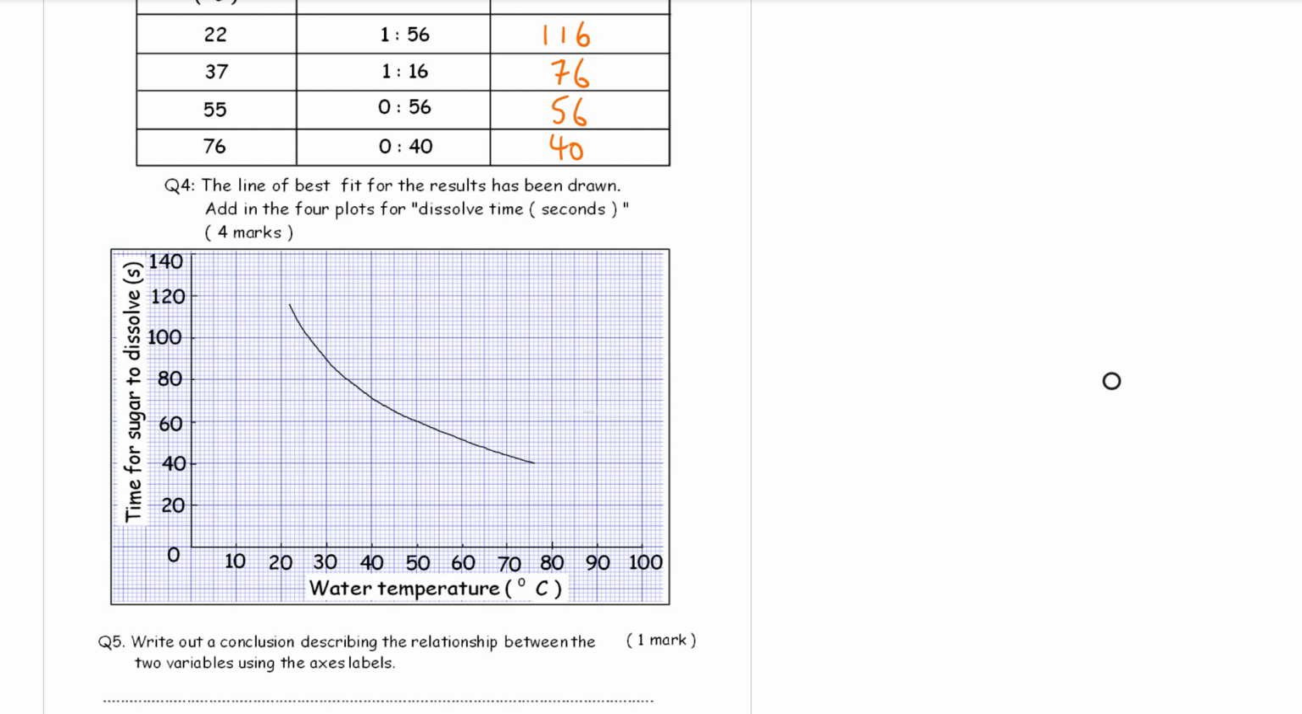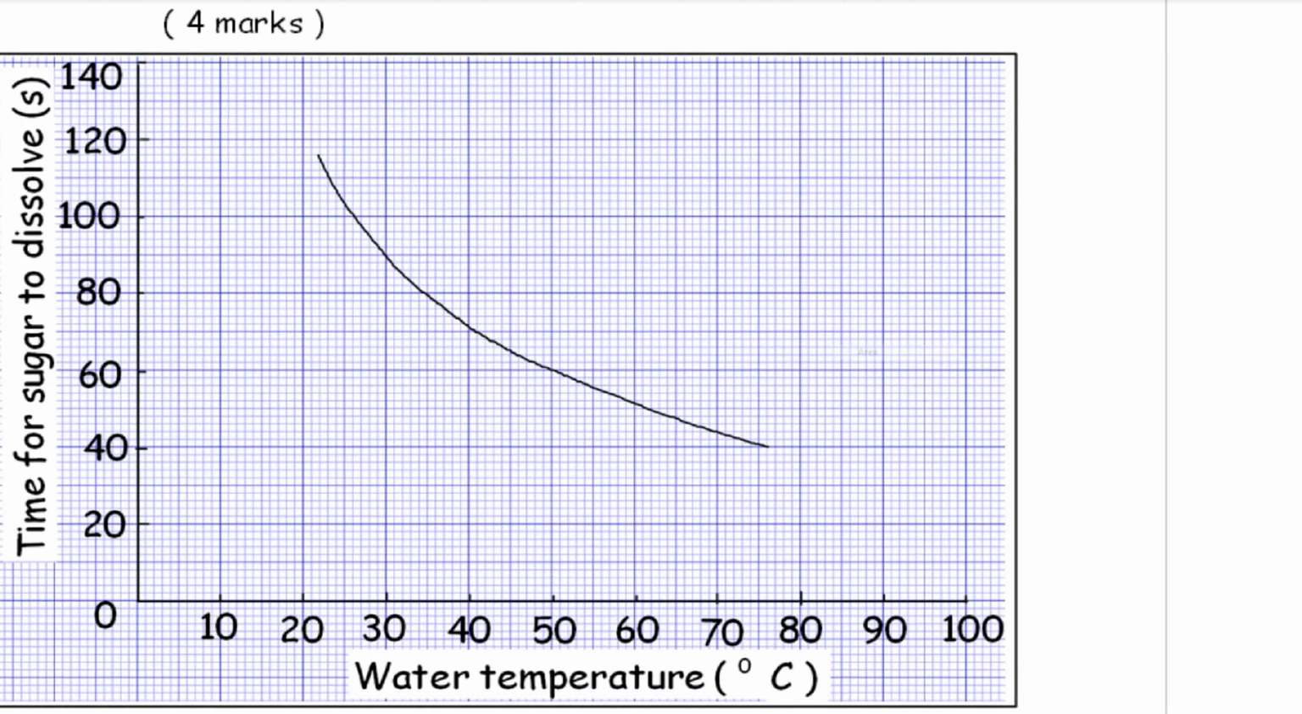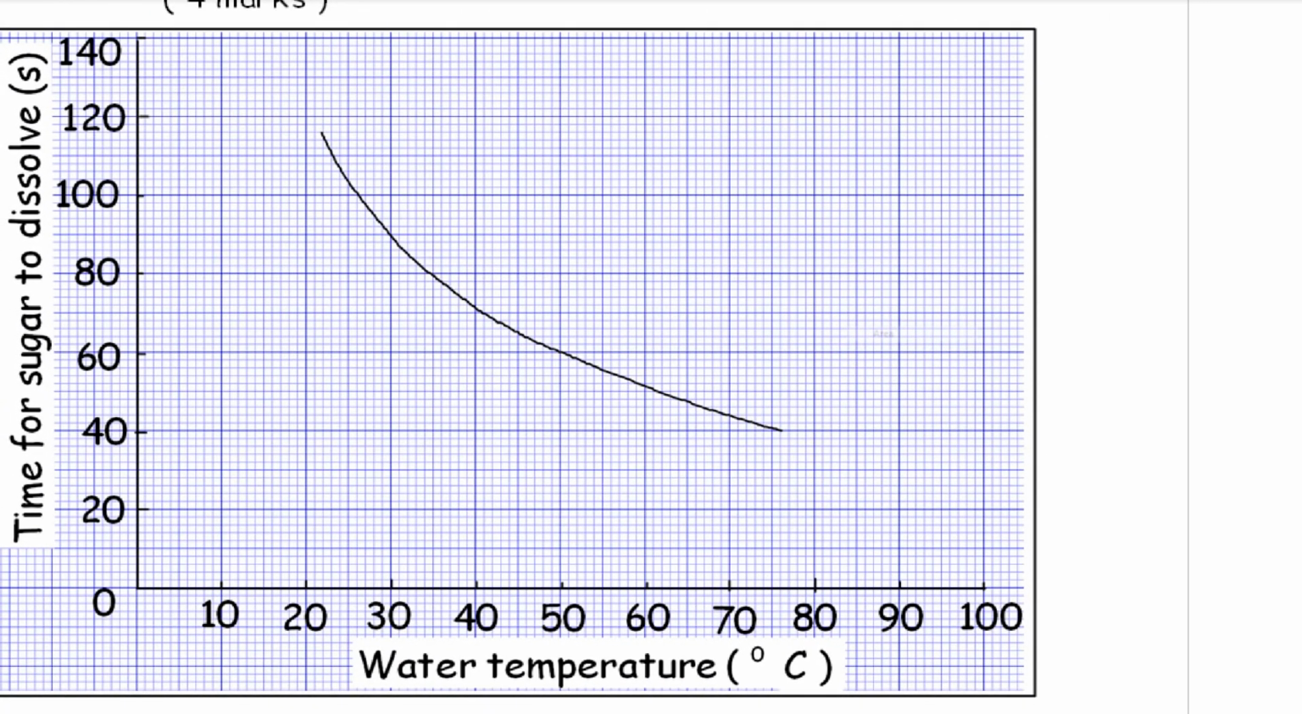The line of best fit for the results, question 4, has been drawn. Add in the 4 plots. So when the temperature was 22, the dissolve time was 116. So there's 22 there. And you go all the way to the top, 110, 12, 14, 16, that's right there.